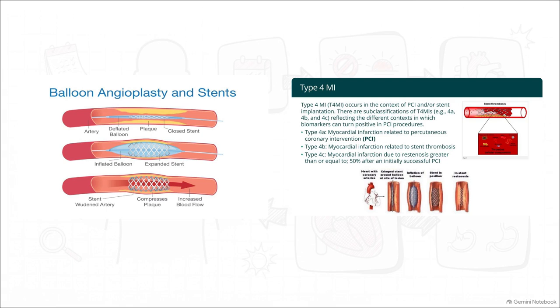Type 4A relates to the PCI procedure itself. Type 4B is an MI related to stent thrombosis, where a clot actually forms inside the stent. And type 4C is due to restenosis, a narrowing of 50% or greater after a previously successful PCI.